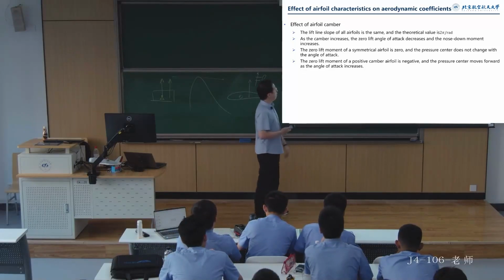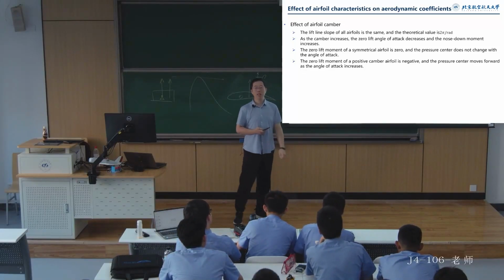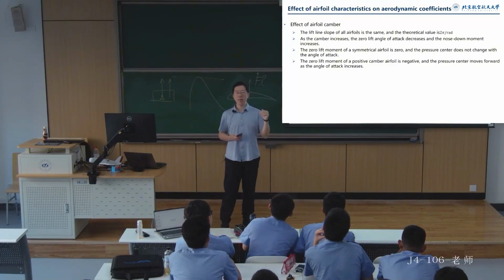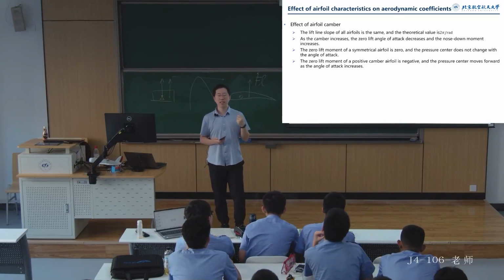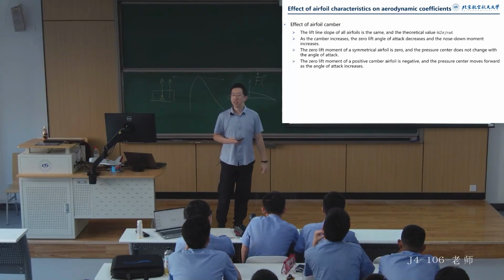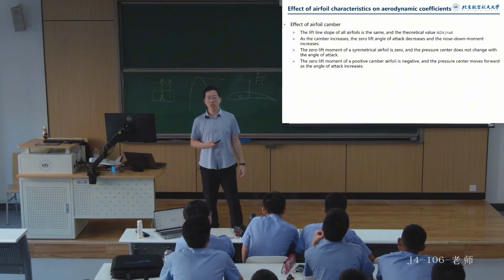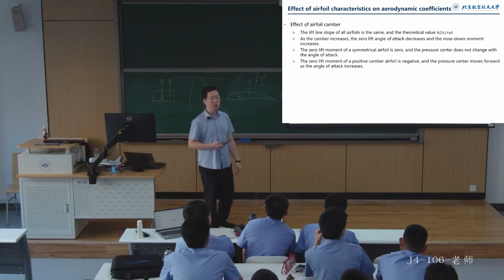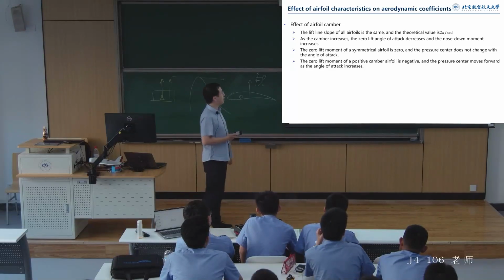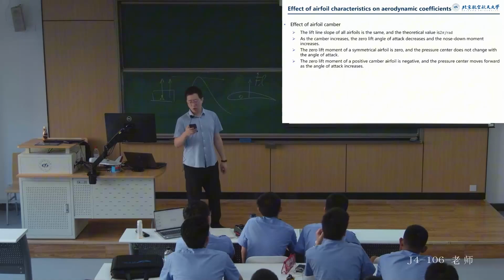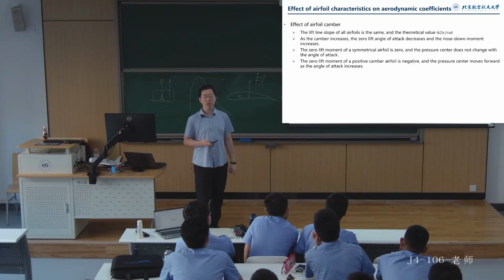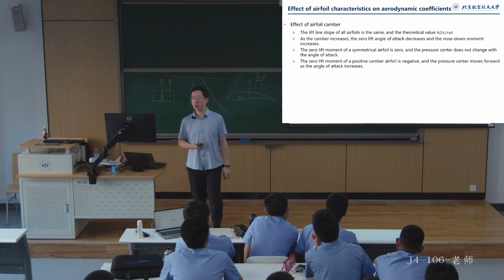Meanwhile, what does an increase in camber change? If the lift curve slope doesn't change, what does change? It's the stall angle, right? Or rather, it's the lift coefficient at the same angle of attack. So, when camber increases, the stall angle should decrease, and the lift coefficient at the same angle of attack should increase. Corresponding to the zero-lift angle, it should become more negative. We must remember this.